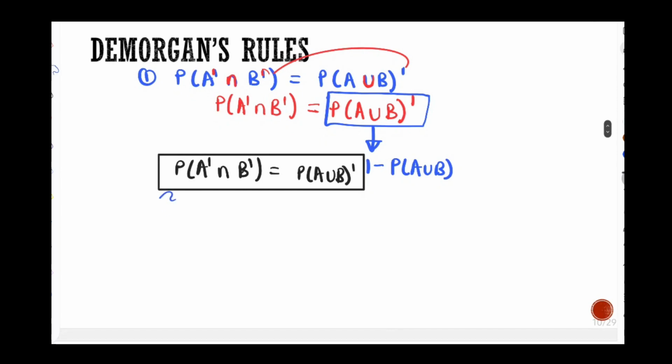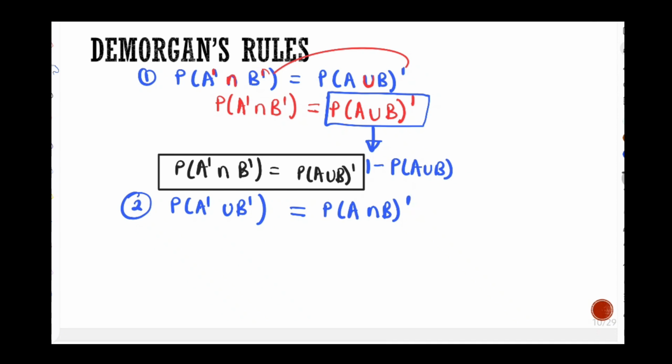Then a second De Morgan's rule: if we have probability of A complement union B complement, as I've told you, this sign, the complement, can be factored out, and if we have a union, it will change to intersection. So that probability is actually the same as probability of A intersection B complement.